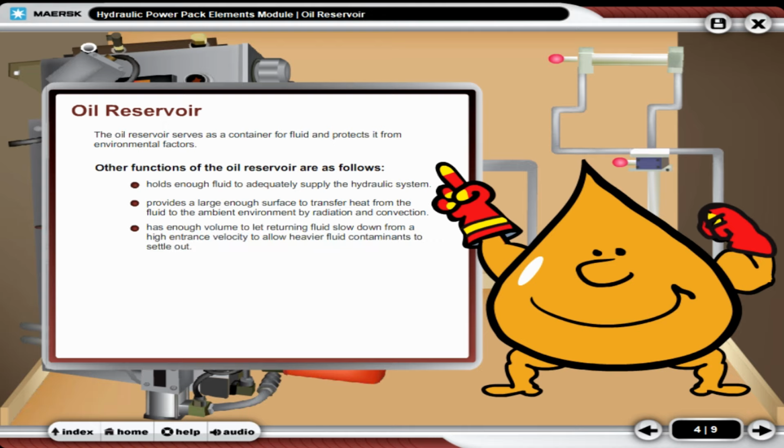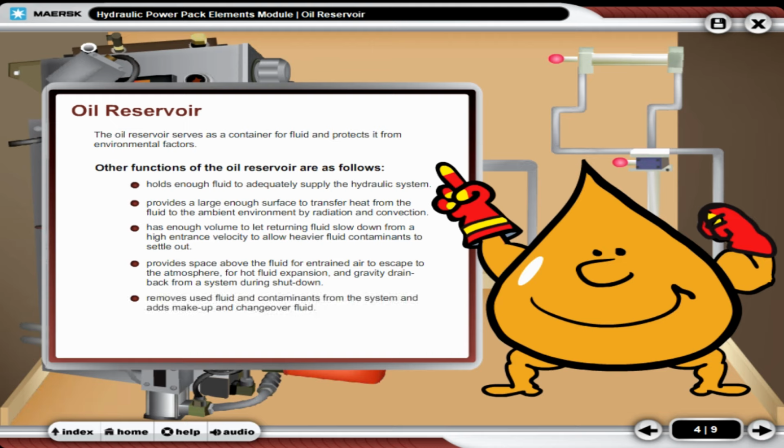Has enough volume to let returning fluid slow down from a high entrance velocity to allow heavier fluid contaminants to settle out. Provides space above the fluid for entrained air to escape to the atmosphere. For hot fluid expansion and gravity drain back from a system during shutdown. Removes used fluid and contaminants from the system and adds makeup and changeover fluid. Serves as a convenient surface to mount other system components if possible.